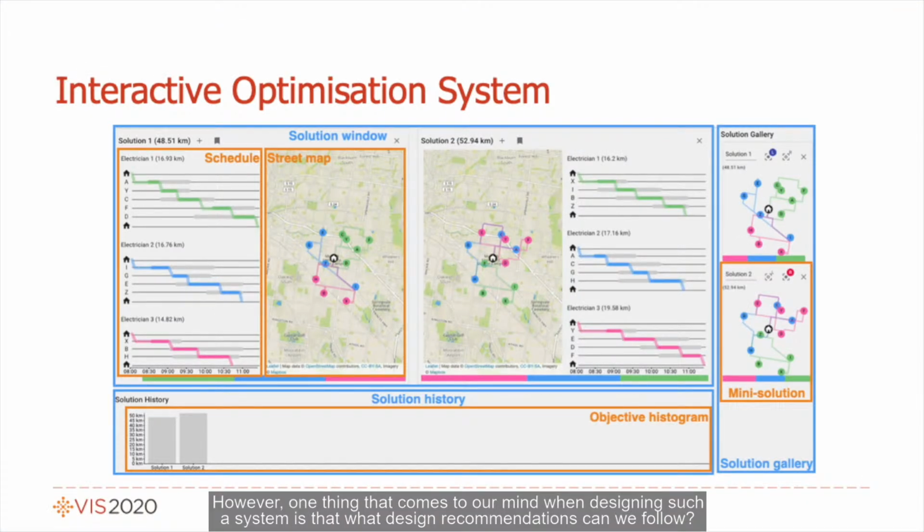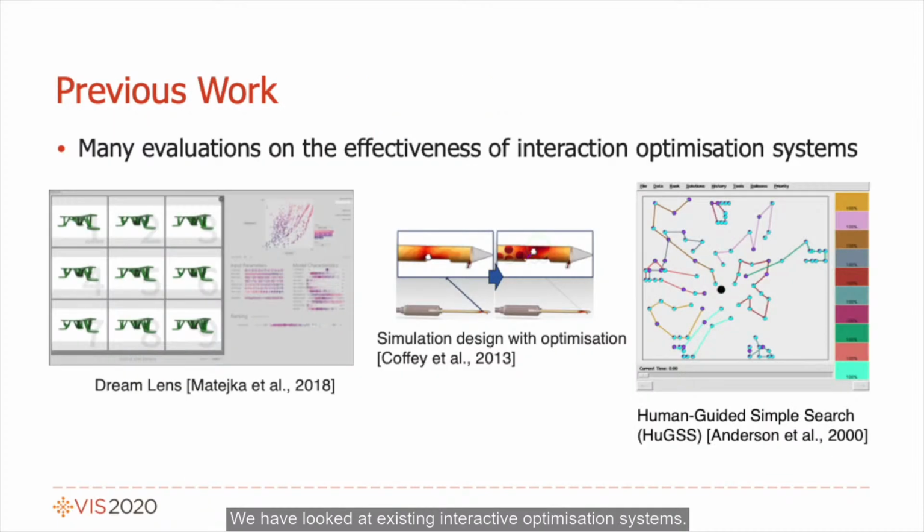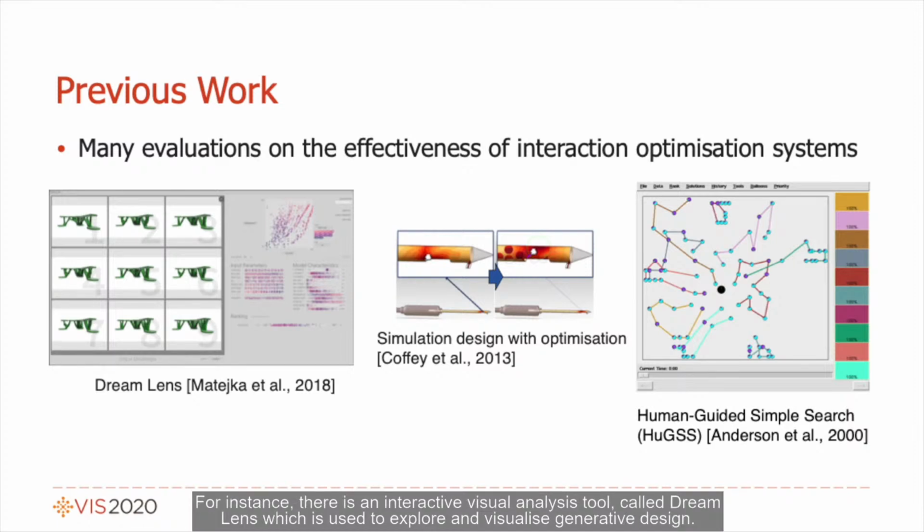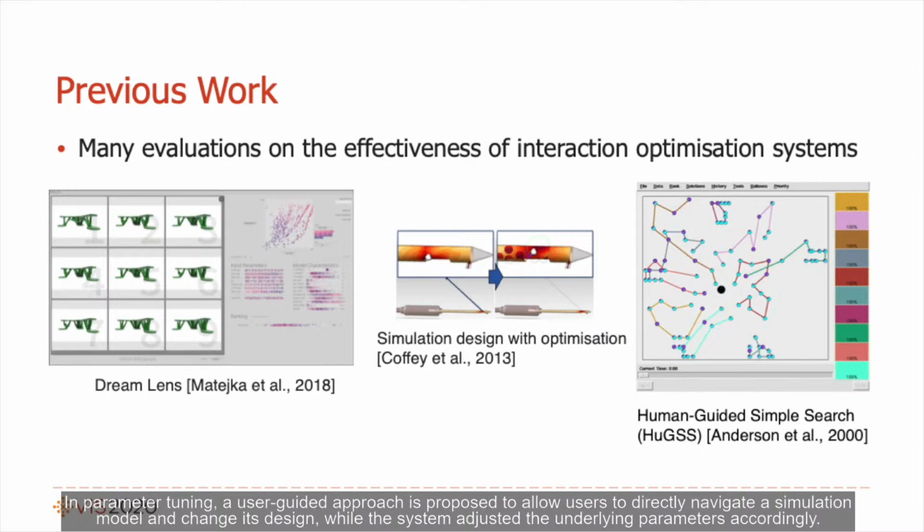However, one thing that comes to our mind when designing such a system is, what design recommendations can we follow? We have looked at existing interactive optimization systems. For instance, there is an interactive visual analysis tool called Dreamlens, which is used to explore and visualize generative design. In parameter tuning, a user-guided approach is proposed to allow users to directly navigate a simulation model and change its design, while the system adjusted the underlying parameters accordingly.